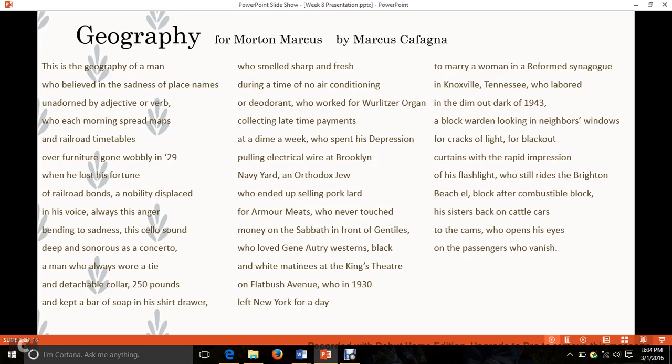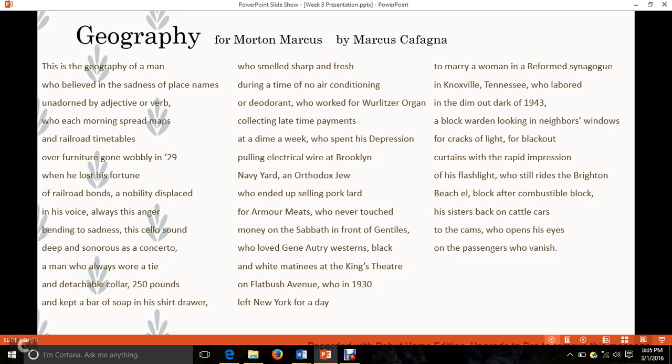So we see him on the subway. You know, he's going through the subway. You see him riding the subway. You can imagine it. And when you go in a subway, it's like you see lights go by, and it's almost strobe-ish, you know, and it's like the train car's moving, and everything's flying past really fast. Okay, so it's a train. And he rides the subway train, block after combustible block, and the last lines, his sister's back on cattle cars, who open his eyes on the passengers who vanish.